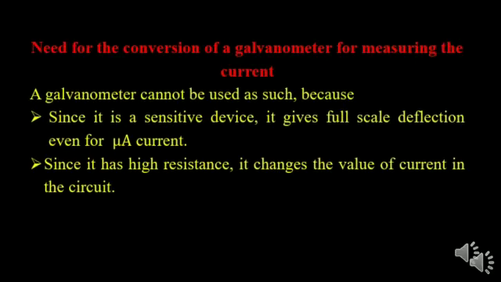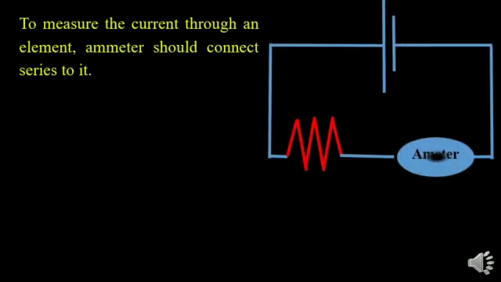A galvanometer cannot be used as such because, since it is a sensitive device, it gives full-scale deflection even for small microampere current. Since it has very high resistance, it changes the value of current in the circuit. To measure the current through an element, an ammeter should be connected in series to it.